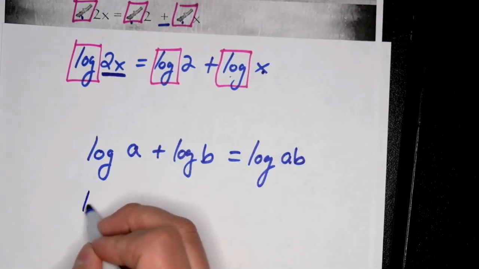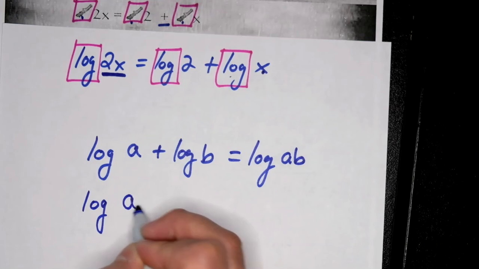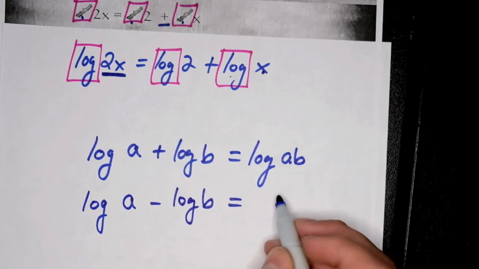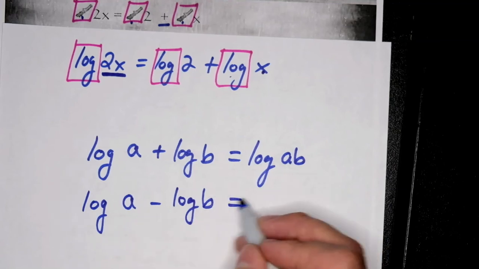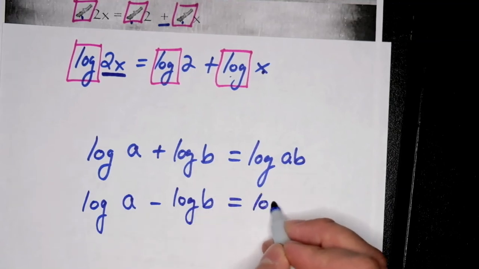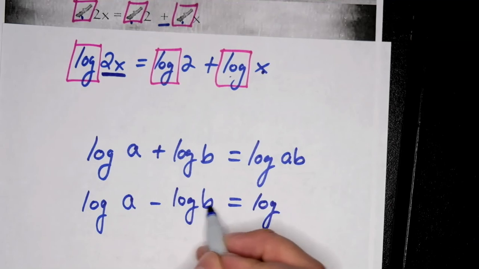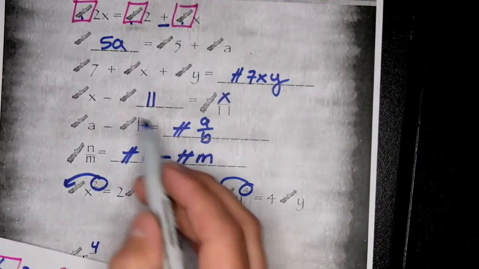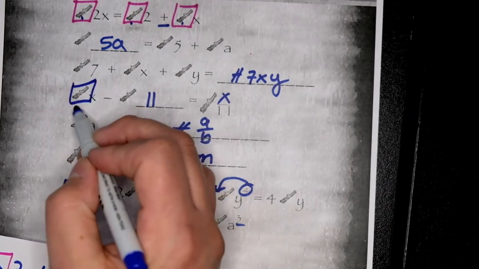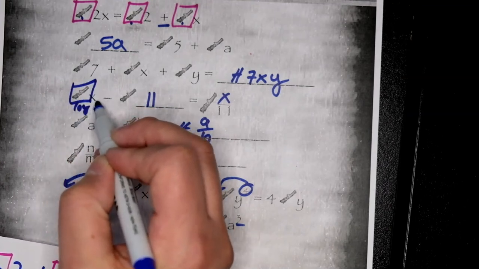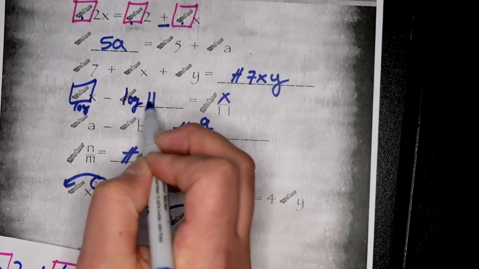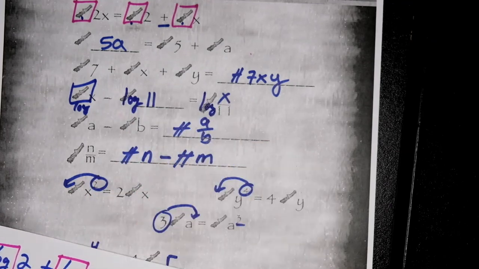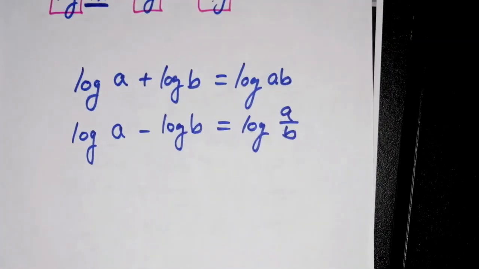The next one is with subtraction. If I have the log of a minus the log of b, that equals the dividing these two. So it's just one logarithm, the log of a divided by b. We did that somewhere in here, like right here. Instead of saying bacon x, we could write the word log. The log of x minus the log of 11 equals the log of x over 11. All right, so that's our second property.